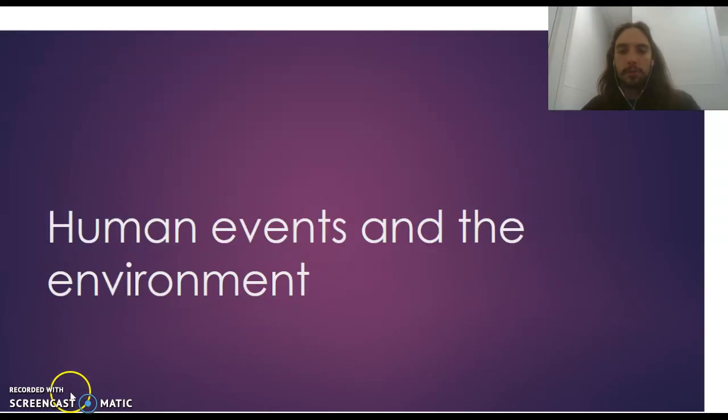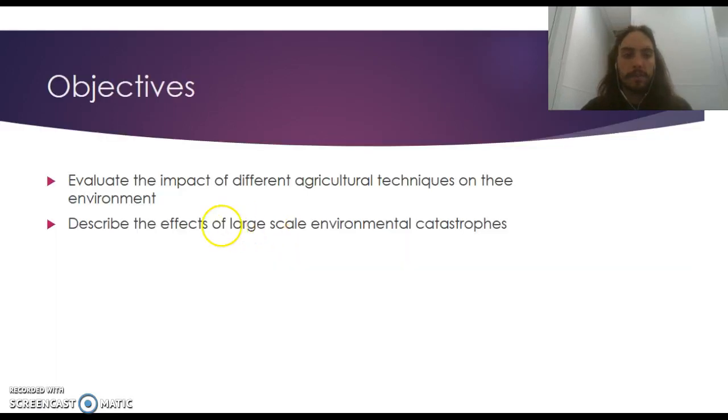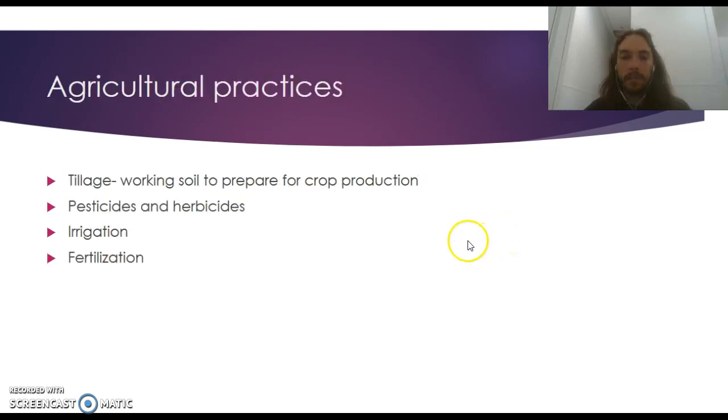All right, on to the next one, human events and the environment. So we've talked a lot about human events, like a big example is Chernobyl, and we'll talk about it again. And we've talked a lot about the environment, so we're just going to put it all together here. So the objectives are to evaluate the impact of different agricultural techniques on the environment, and we're going to describe the effects of large-scale environmental catastrophes.